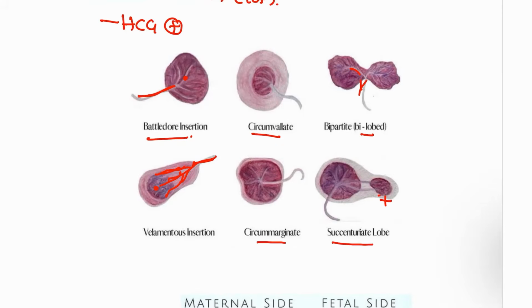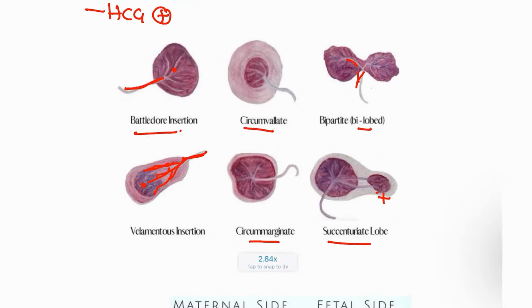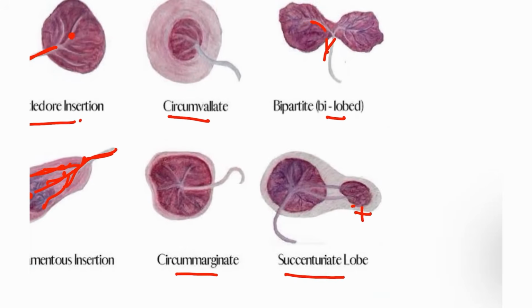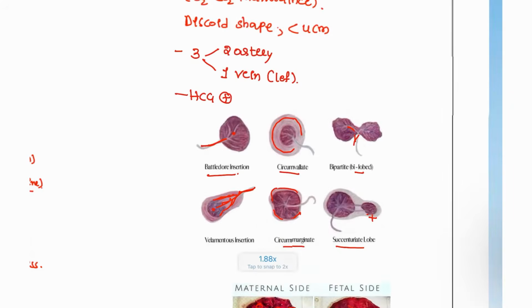What is the difference between the circummarginate and the circumvallate? Both sides are maternal. The circumvallate has a valve-like thickening. This thickening that you see around the placenta is circumvallate. Here you can see there is no wall thickening, no wall thickening is seen in the circummarginate. This is the differentiation and types of the placenta.